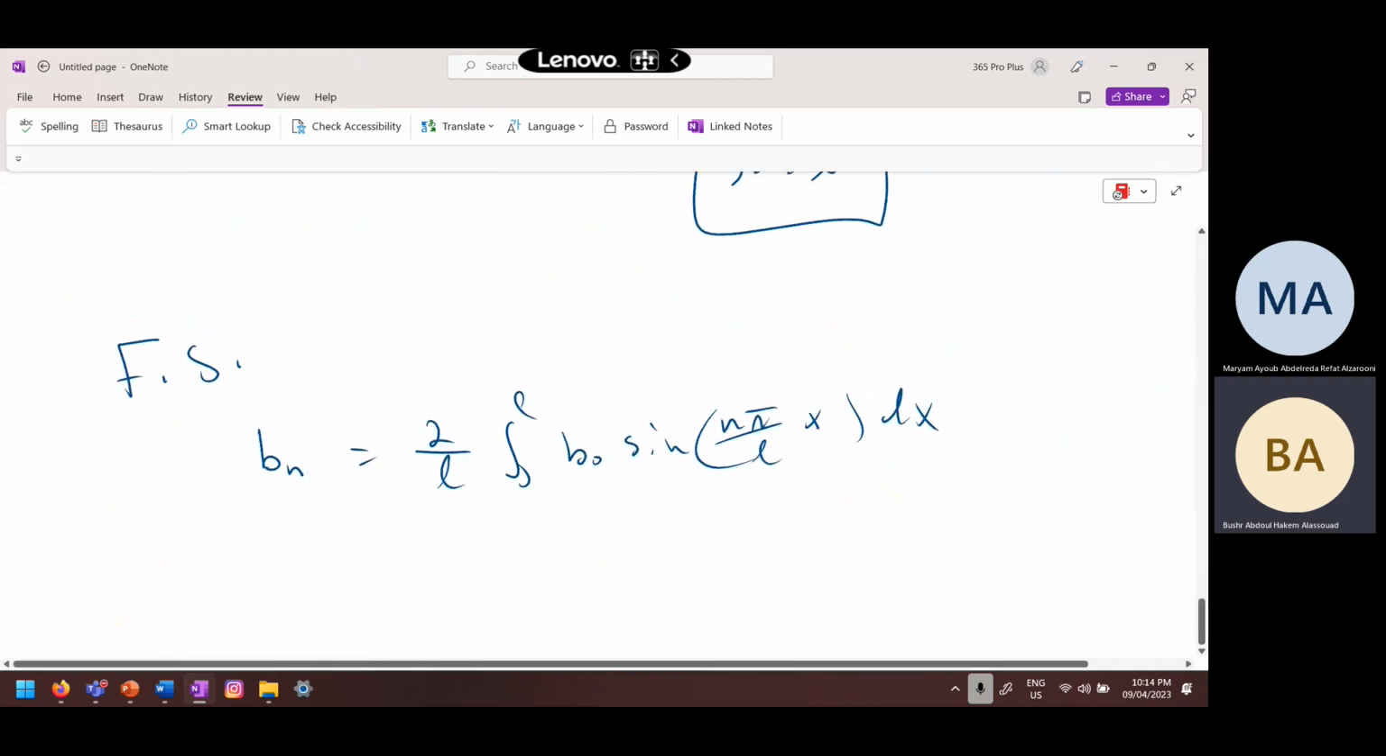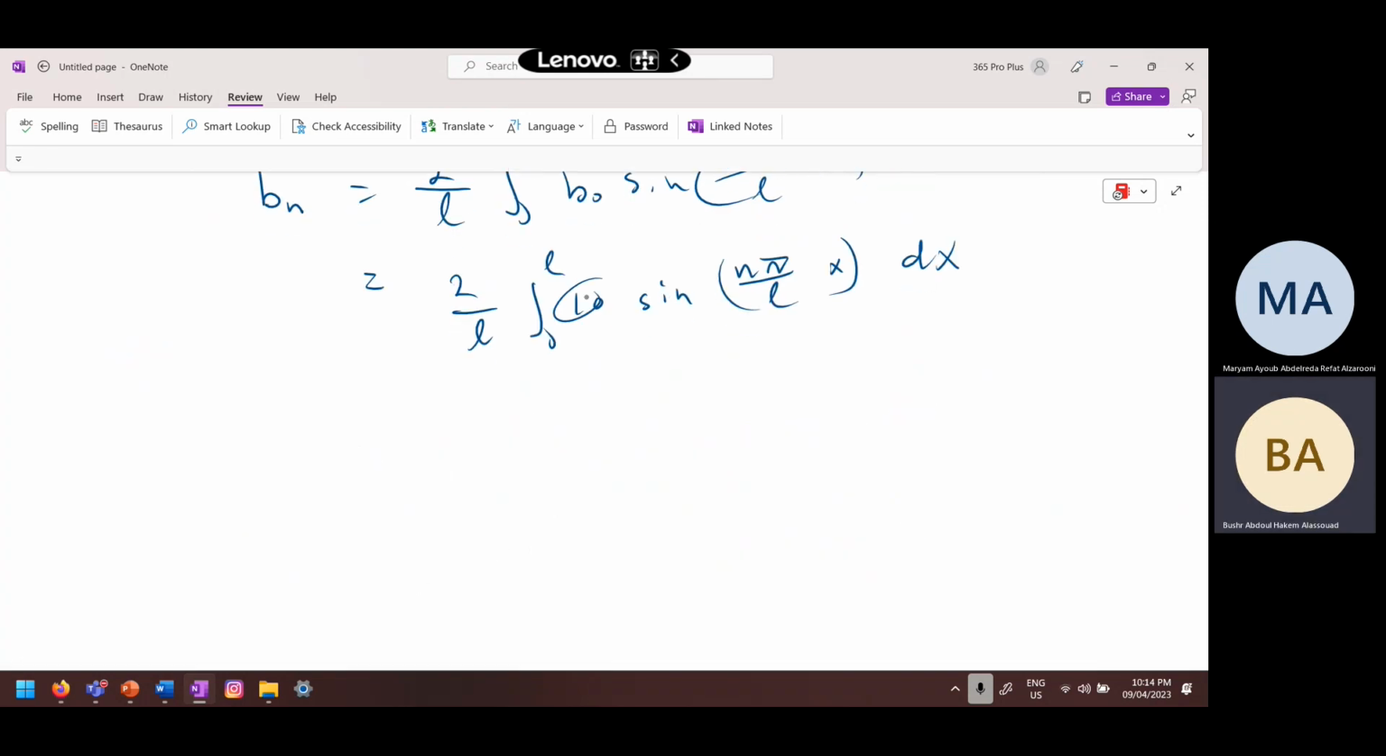This one is the initial condition. The initial condition doesn't have to be a single integer, doesn't have to be a constant. It can be a function. It can be 100x, maybe 3 over 5 x squared, whatever. Whatever is given in the question, it will be solvable. And I will solve a different type of initial condition in our next tutorial, using both methods. So you'll get 2 over L, integral from 0 to L, 10 sine n pi over L x dx.